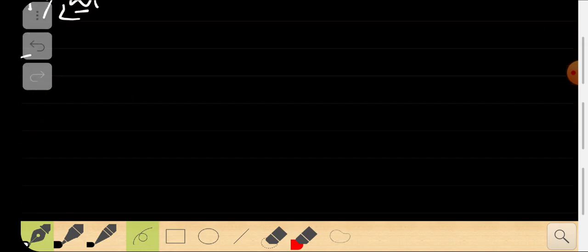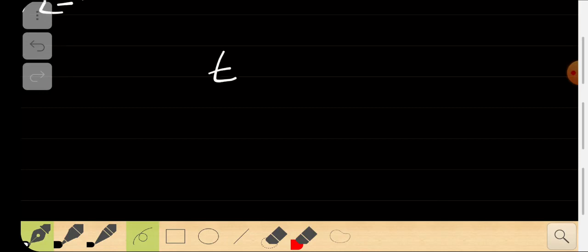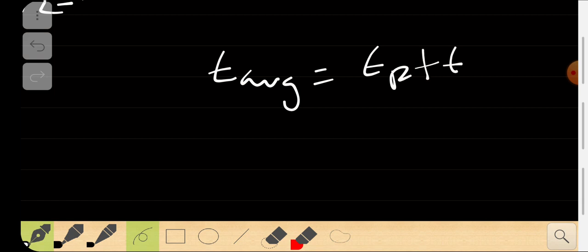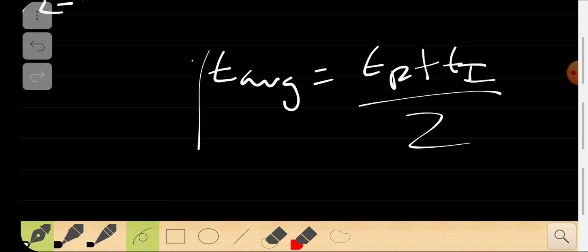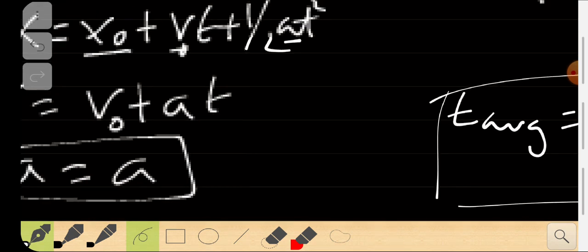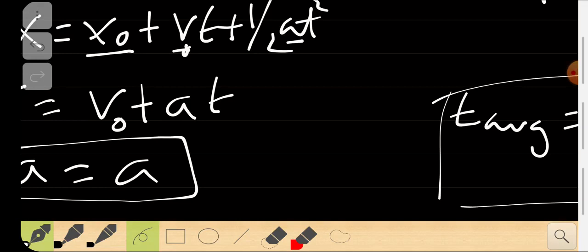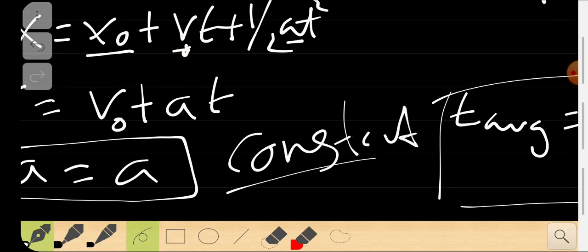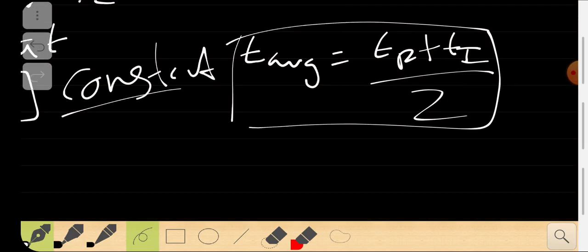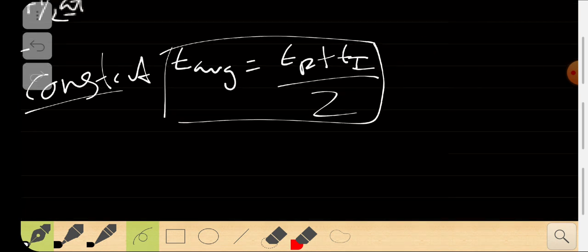So for that equation, the mean value will be in the middle, where t average will be t final plus t initial by 2. That's the average value. It has this kind of equation where acceleration is a constant. If acceleration is changing, we will discuss that case in the next lecture. When acceleration is changing, the median or mean value won't be in the middle, it will be in a different place.